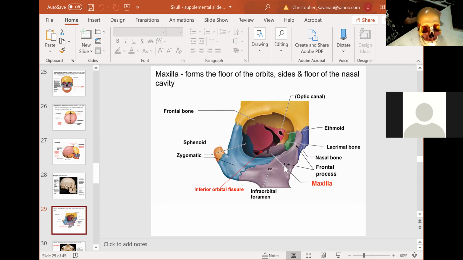Looking at the PowerPoint, here it's purple. So it's the maxilla shown here in purple, and it goes in and forms the floor of the orbit of the eye. Okay.